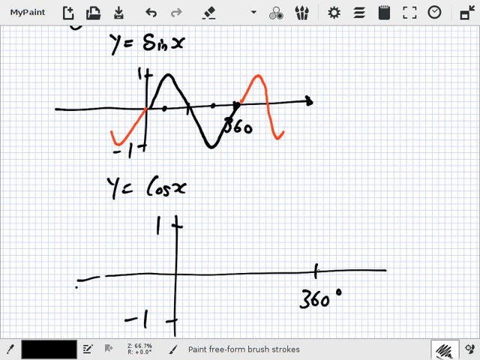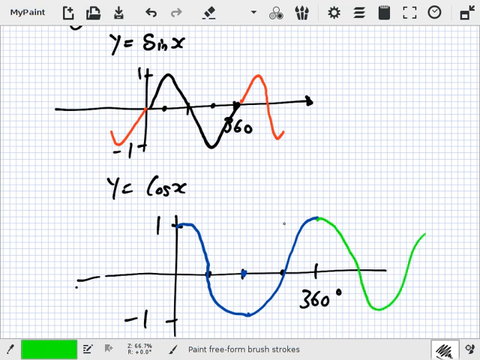Okay, so the next one is cos x. How's cos x different? Who knows this one? It starts from 1, yeah. So it'll go down, it'll reach minus 1 at 180, and then it'll be back up at 1 at the end at 360. And this also repeats every 360 degrees.